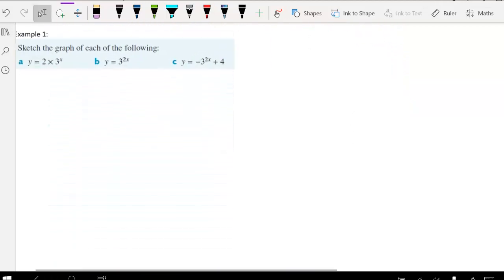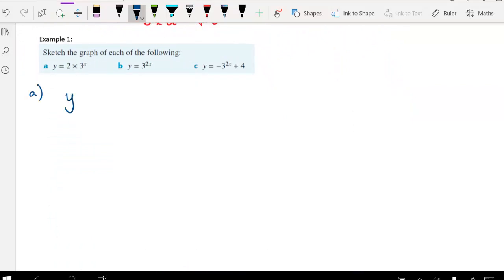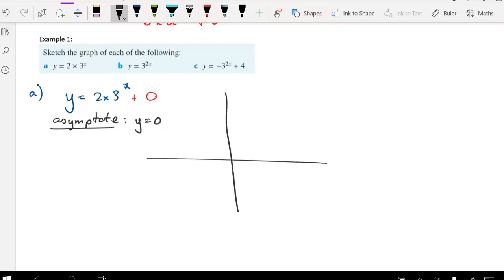Okay, so we're going to look at these three examples. So example 1a, we have y is equal to 2 times 3 to the power of x. Now straight away, we don't have anything here, so it's considered as a plus 0. We can state our horizontal asymptote, so y is equal to 0. Nice and easy. So because there's a horizontal asymptote, we can already start sketching x and y, horizontal asymptote is y equals 0, then obviously there can be no x-intercept, so we don't have to worry about that.